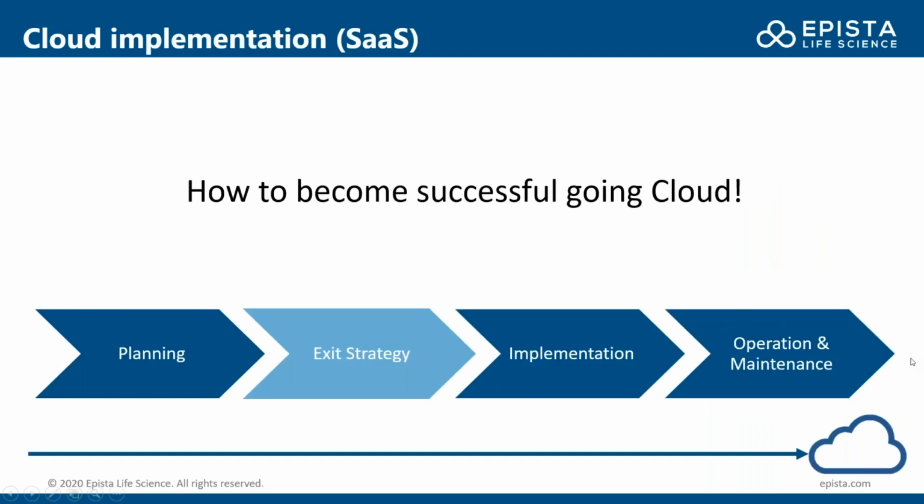So when we move to the cloud, while we have faith in our cloud service provider, how do we become successful? How do we ensure that the controls we relinquish are actually implemented by our cloud service provider? To do this, we follow the known process of IT implementation. We have a planning phase, and then we have an explicit phase, which should be part of the planning, called the exit strategy. We then have an implementation and the operation and maintenance.